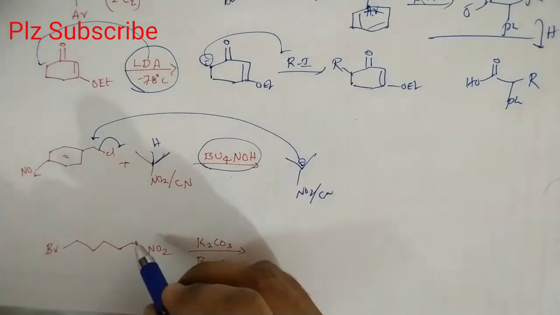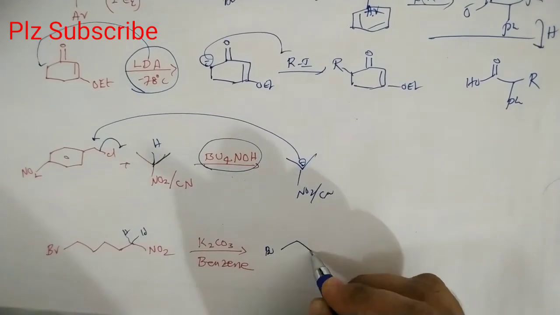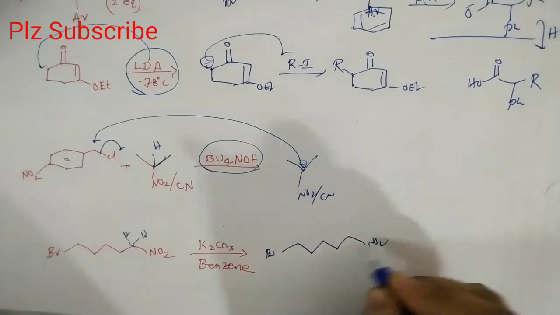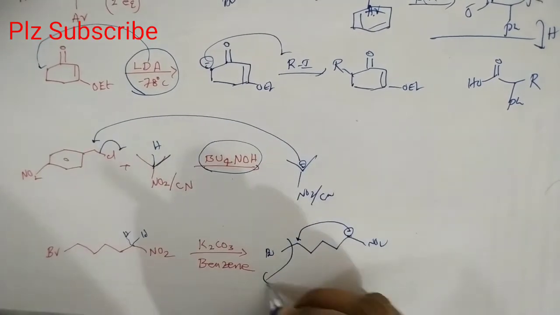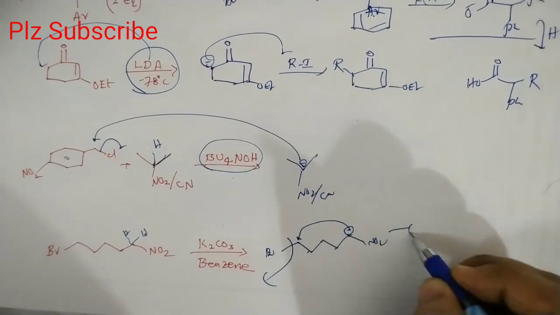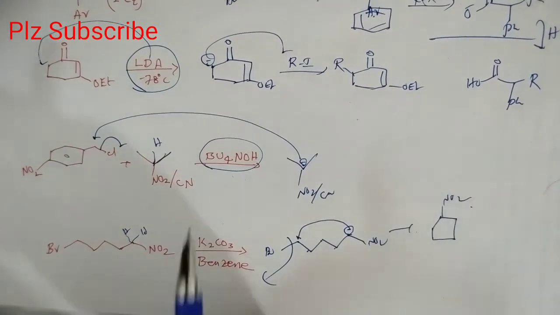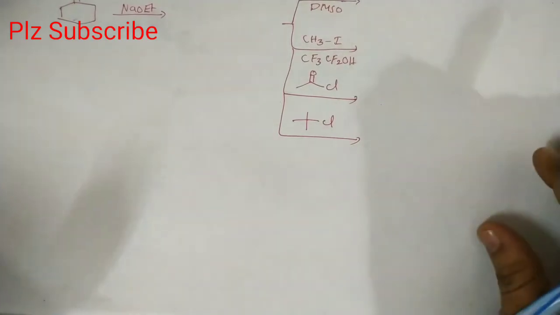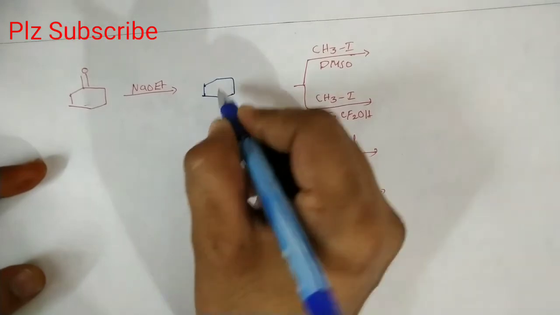Now in this case, these hydrogens are acidic in nature, so those hydrogens are removed by the K2CO3. So here is nucleophilic substitution, intramolecular nucleophilic substitution. So we'll get the 5-membered ring: 1, 2, 3, 4, 5. So here, a 5-membered ring with the NO2 group, by intramolecular substitution. Okay, that's it. Now here is the last example, very important.